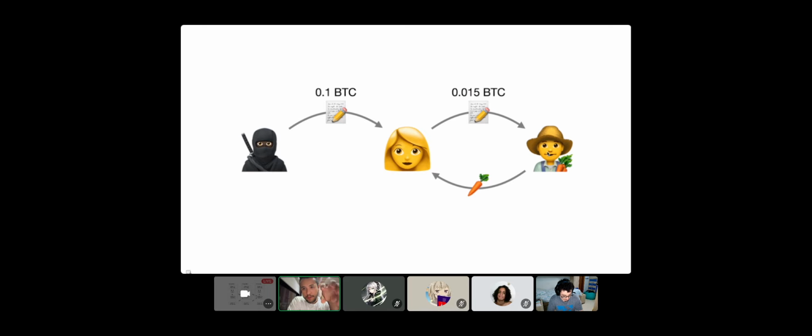I will use this specific example so we can see real data taken from the Bitcoin blockchain that is publicly available. Okay, so suppose Alice received 0.1 Bitcoin from the Ninja Guy in a previous transaction. So let's suppose she already possesses this amount of Bitcoin, and it came from this specific transaction here, and she's trying to pay 0.015 Bitcoin to Bob to pay for the carrots, right? This is the scenario we are trying to understand.